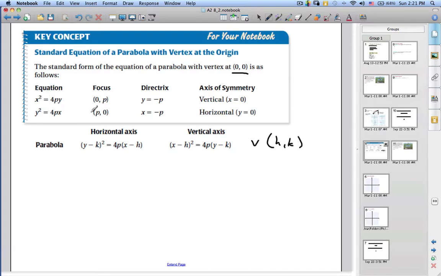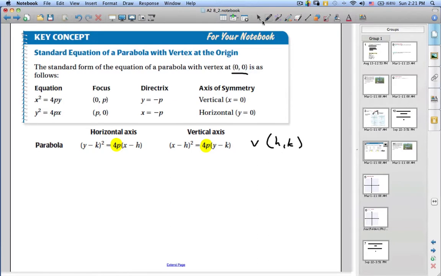Now these aren't different formulas. This formula becomes this formula if h and k are both 0. And then p, of course, is the distance that we need to move, and we find that by taking this coefficient, whatever number is here, and setting it equal to 4p.